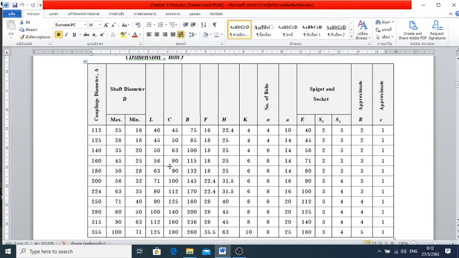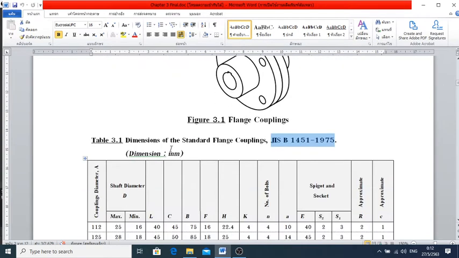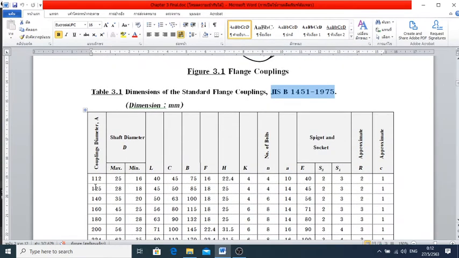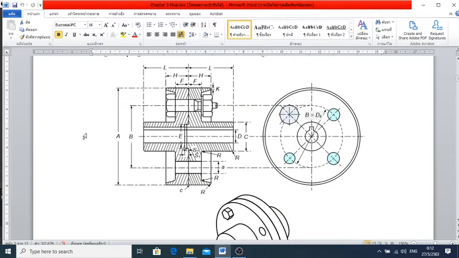The first column there is going to be the coupling diameter, the A term there. Okay, this is the name of the coupling. For instance, we call the coupling names of 112, for the coupling diameter. And then the second column is going to be the shaft diameter, the shaft that's going to be inserted in there. It's going to be the D there.